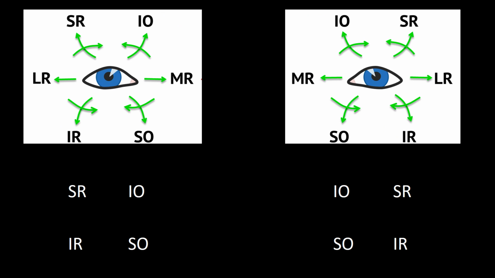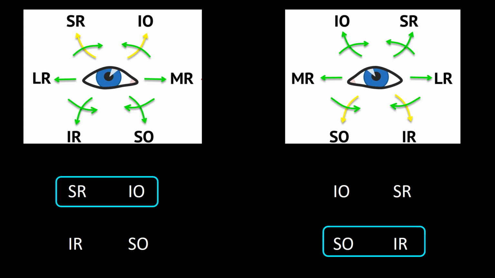In this frame, I will indicate the muscles producing left hypertropia by changing the color of the arrows to yellow. As you can see, left hypertropia is either the result of the underaction of the ipsilateral eye depressors, the left inferior rectus and the superior oblique, or the underaction of the contralateral eye elevators, the right superior rectus or inferior oblique.